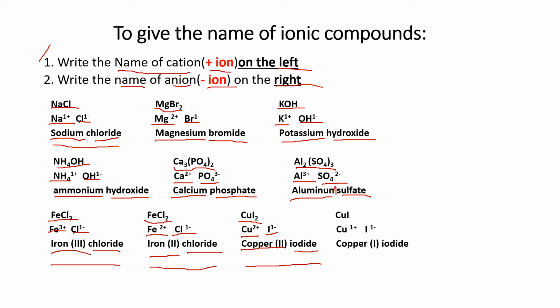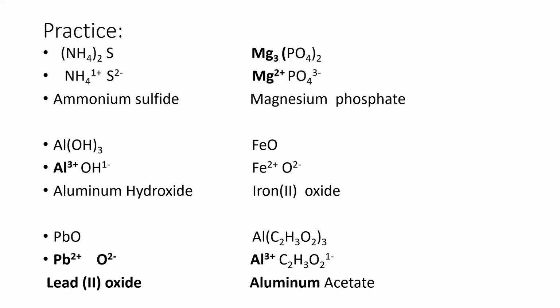Now we have CuI. The name of the cation is copper 1 because the symbol is Cu1 positive and I1 negative. The name is iodide. So the full name is copper 1 iodide. So let's practice.